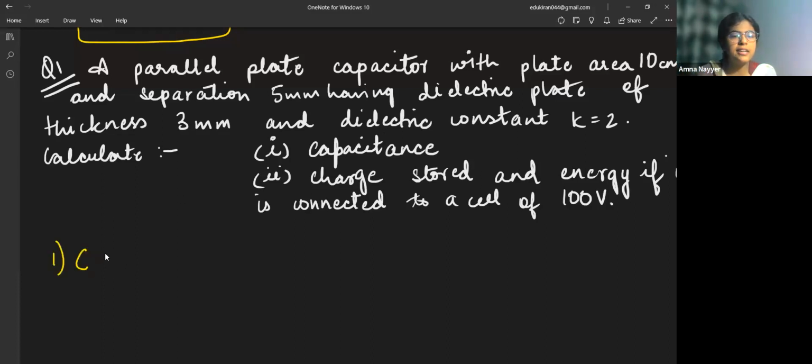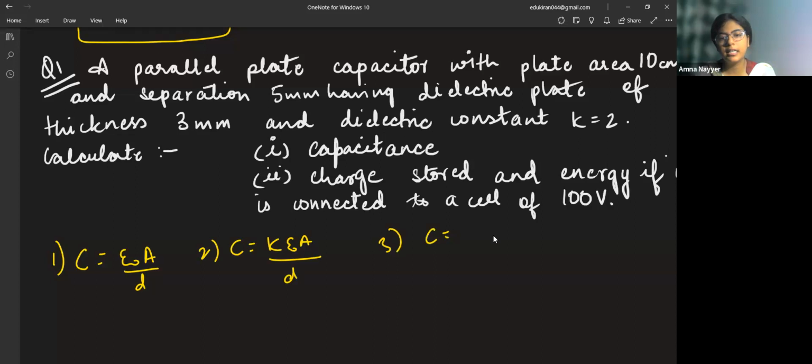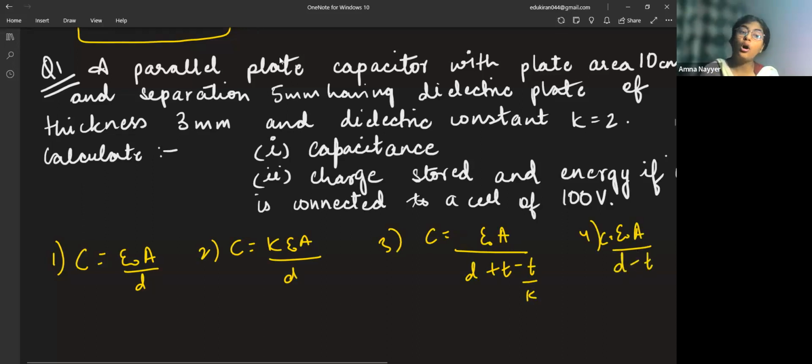See, we had seen 4 cases. I'm giving you 4 options. First, C is equal to epsilon naught A by d. Second, C is equal to K epsilon naught A by d. Third option, C is equal to epsilon naught A by d plus t minus t by K. And fourth, C is equal to epsilon naught A by d minus t. Each one of you, write to me in the chat column 1, 2, 3, 4 out of all these, which formula should we use?